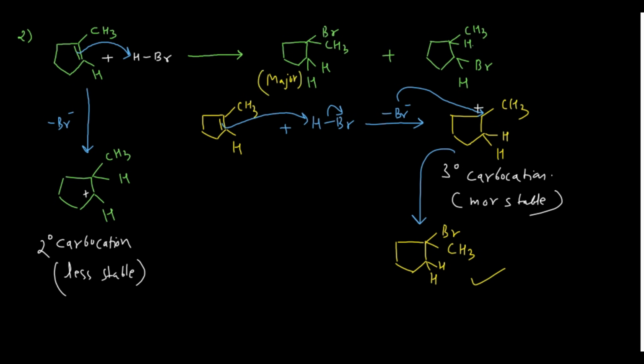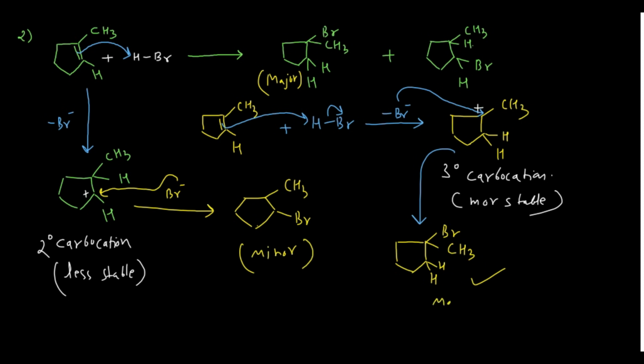And in this particular case, what can happen? Br negative can add to this system and you will have your product like that, CH3 and Br. This is minor and this is major. So out of these products which will form here, which one is the major and which one is the minor, you have decided based on the mechanism. So this is your major, I hope.